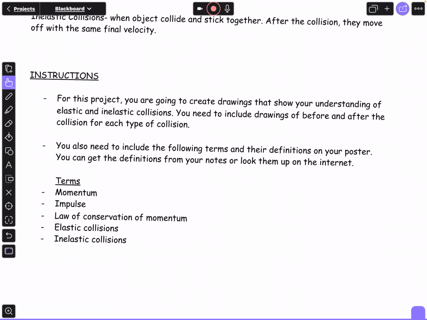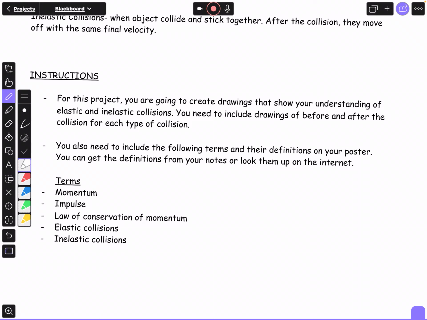This project is going to be worth 50 points, and it depends on how creative you are and how well your drawings are. You need to color these and make them look good. I'm going to be a little strict on grading these.